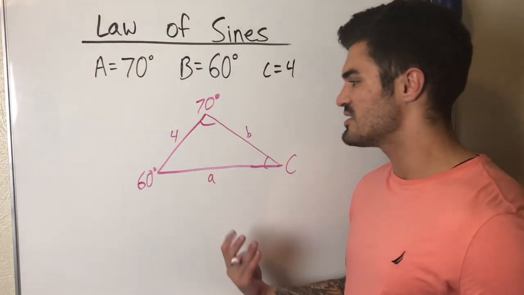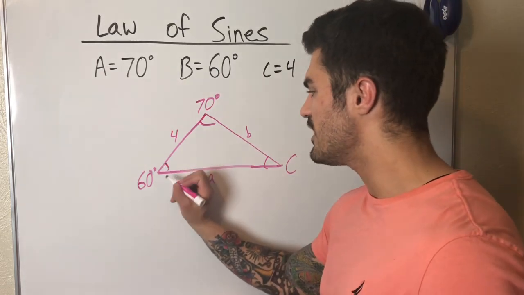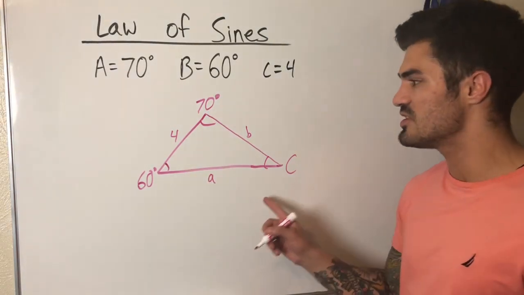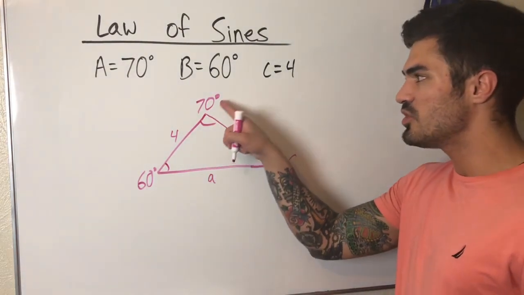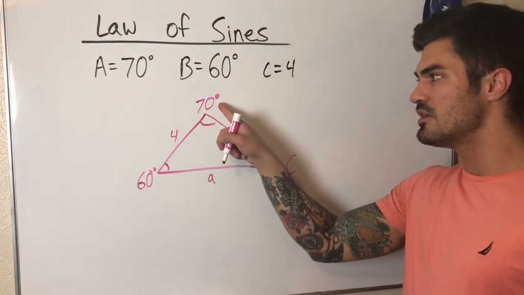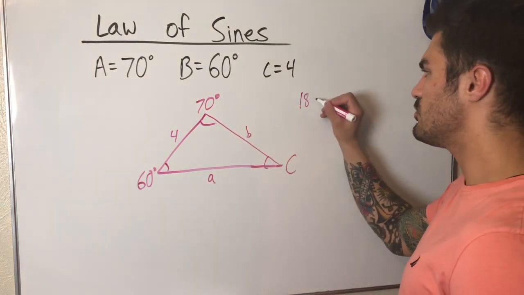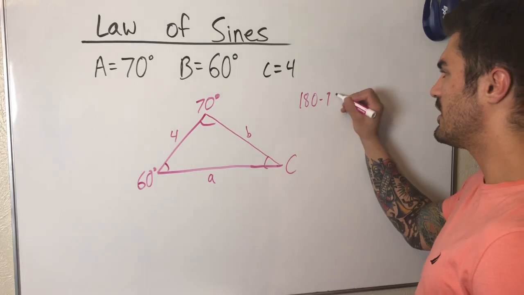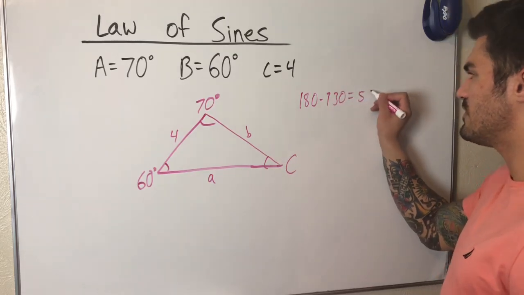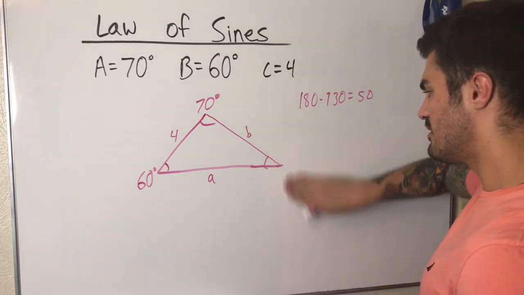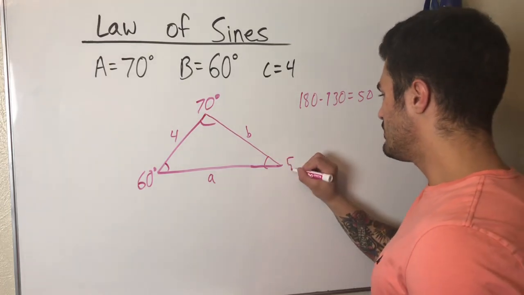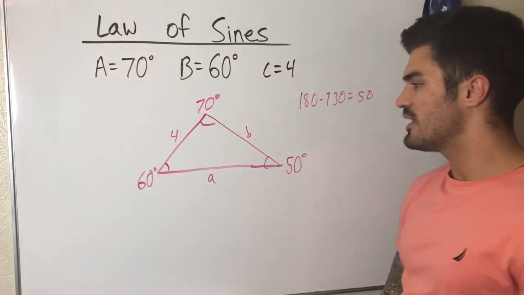Same thing I did in the last example. Anytime I'm given 2 angles, I immediately find that third angle. So this is going to be what? This is 60 plus 70. That's 130. So I have 180 minus 130 equals 50, right? You probably could have done that in your head. 50 degrees.